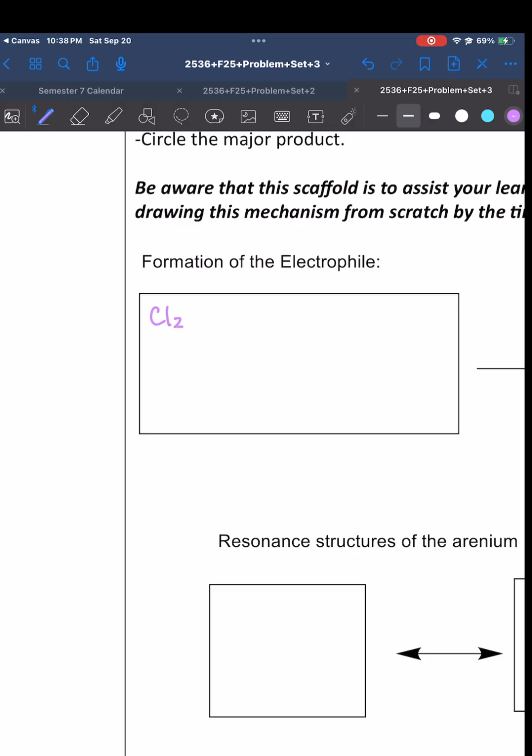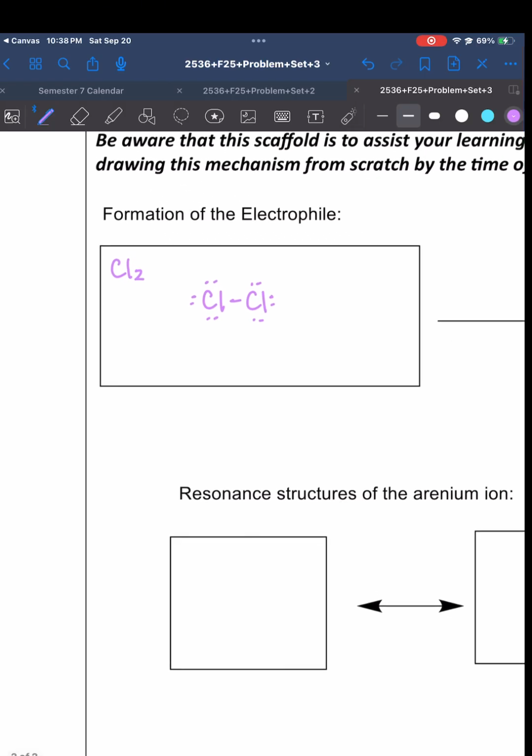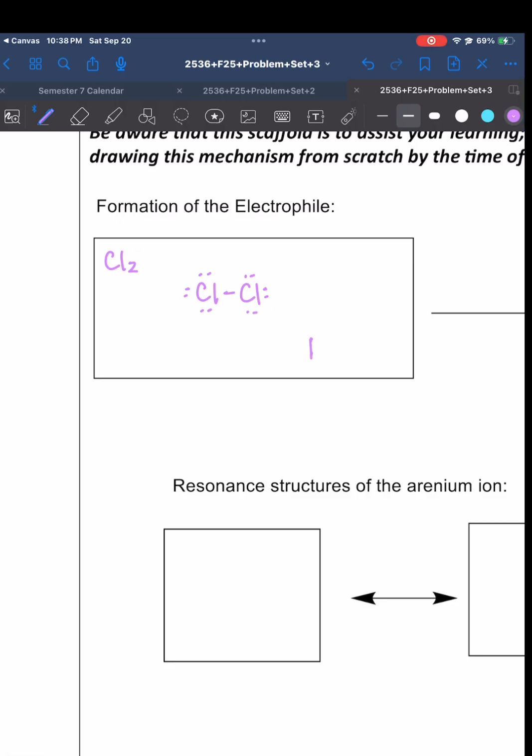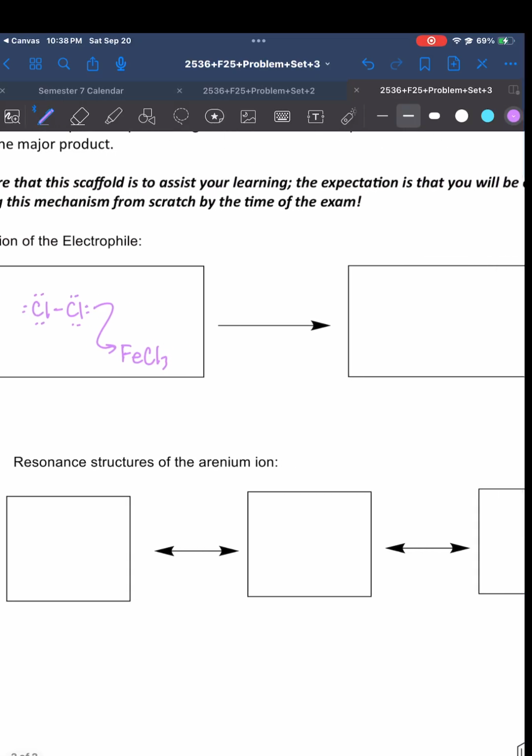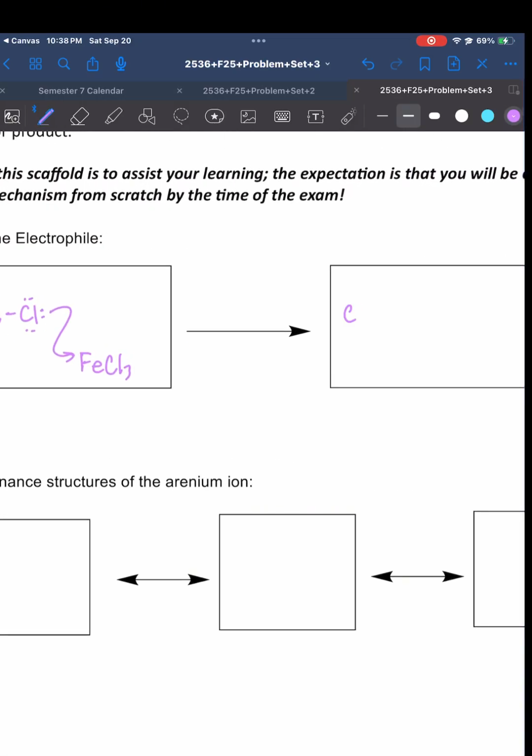It is very important to draw out the Cl2 that looks like this. We're drawing diatomic molecules, and it's going to be reacting with the FeCl3. So we've done this in class. We know that the electrons here are going to attack the iron right here, and what this is going to do is form this intermediate here. This is a very important intermediate that very likely will show up on the exam because of just how important it is.